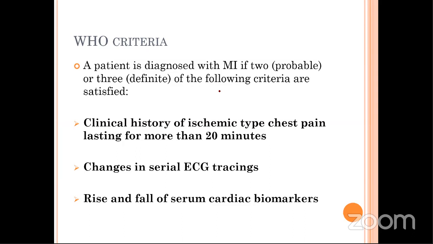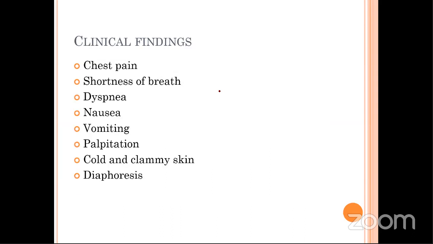First is a clinical history of ischemic type of chest pain lasting for more than 20 minutes. Duration is important, more than 20 minutes. Second, changes in serial ECG tracings. In serial ECG tracings, you have to have some changes. I'll talk about these changes. And third, rise and fall of serum cardiac biomarkers. So these 3 are the important criteria. Let us see one by one.